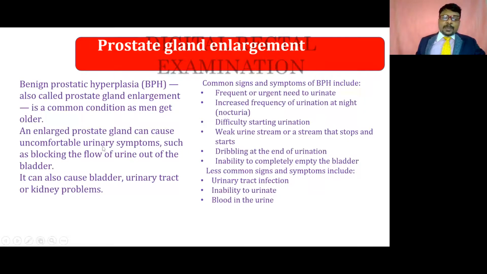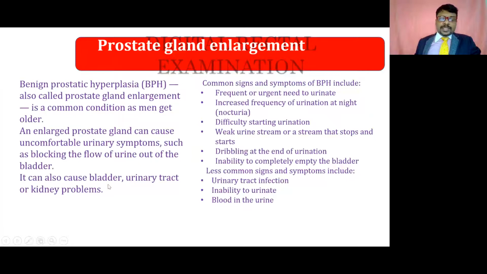An enlargement of the prostate gland can cause uncomfortable urinary symptoms. It may give urinary symptoms such as blocking of the flow of urine at the bladder. The bladder gets an obstruction, and they may get discomfort and be unable to pass urine.